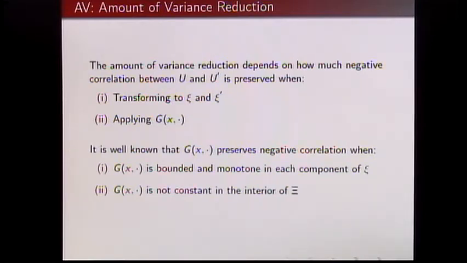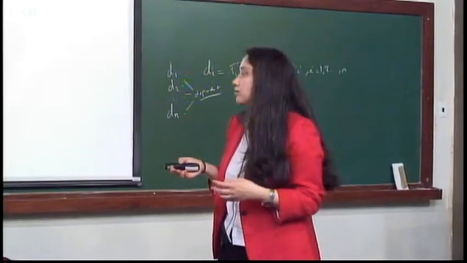So one thing we do know: if this G is bounded and it's not constant, so if it maps to a constant, it's all constant anyway. But the most important thing is if I have monotonicity in each component of Xi, all right, then I'm going to preserve the negative correlation. Right? So monotonicity, when you induce correlations, becomes important. You can see this in variance reduction techniques popping up quite often.